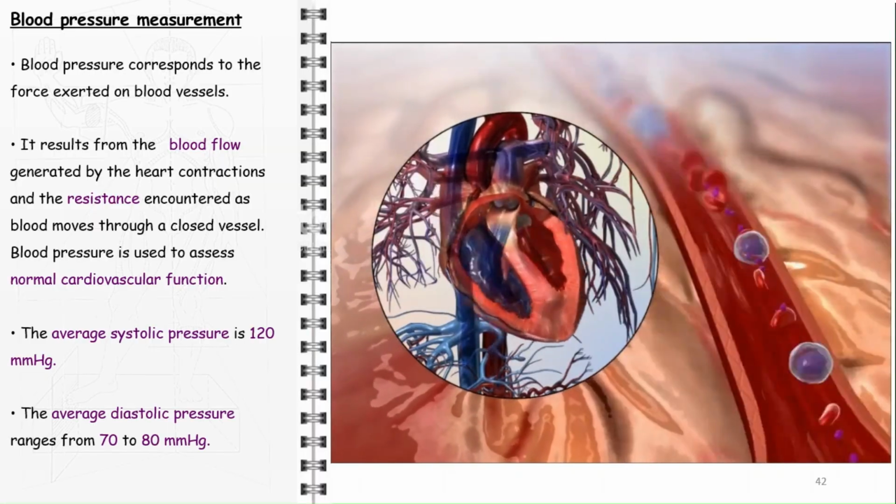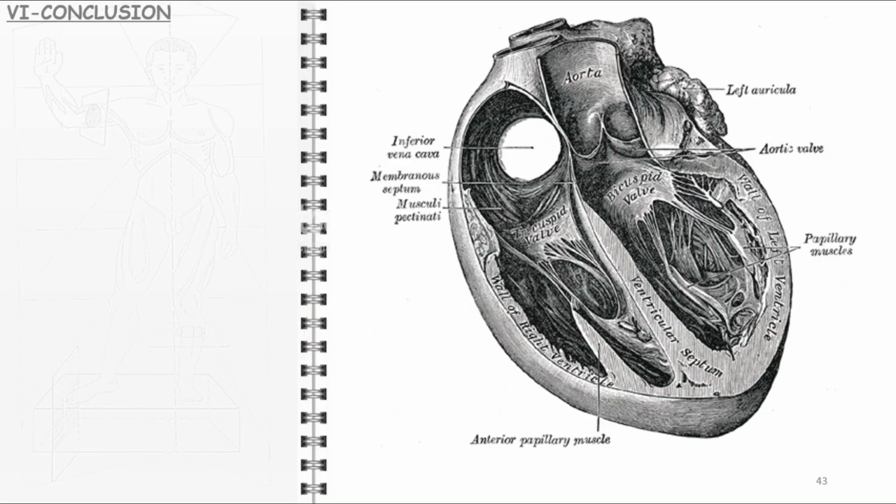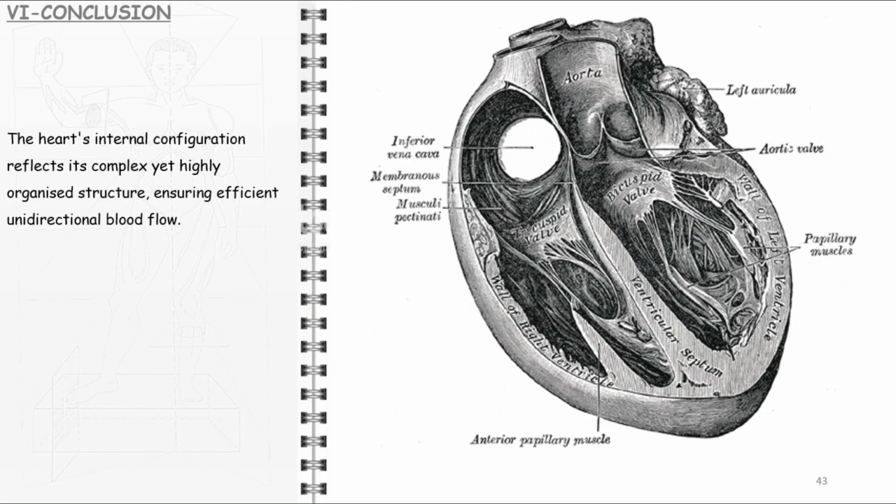To conclude, the heart's internal configuration reflects its complex yet highly organized structure, ensuring efficient unidirectional blood flow.